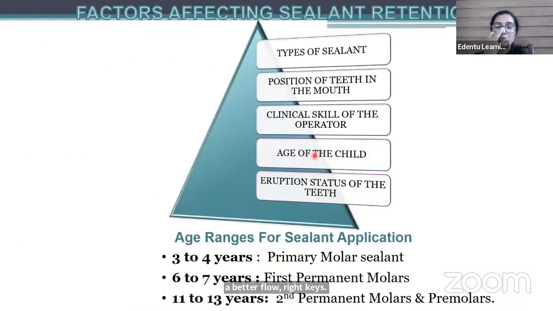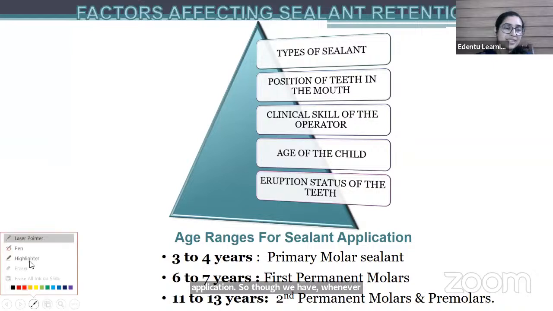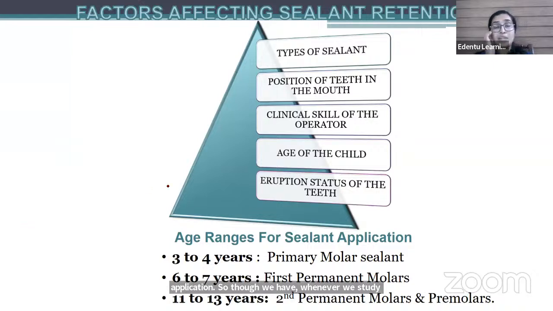This was also a sub-question which is asked: the factors which affect sealant retention. That is the type of sealant, the position of the teeth in the mouth, clinical skill of the operator, the age of the child, and also the eruption status of the teeth. This particular area where I'm running the pointer is very important: the age ranges for sealant application. Whenever we study multiple questions, it's a culmination of many topics, so you tend to get confused with all of these age ranges, but to score better, just make a note of this.